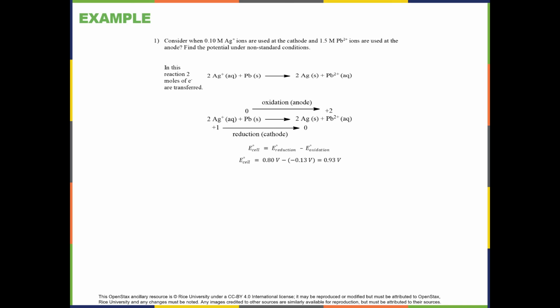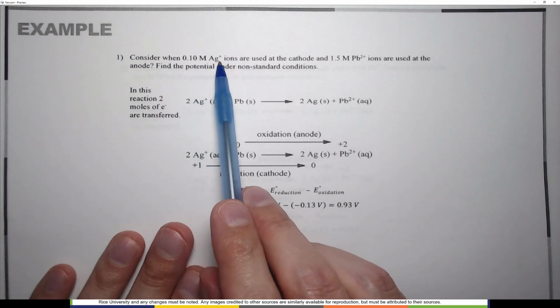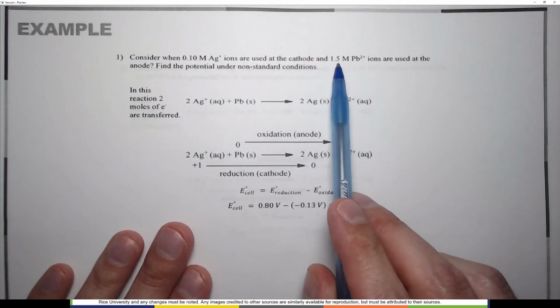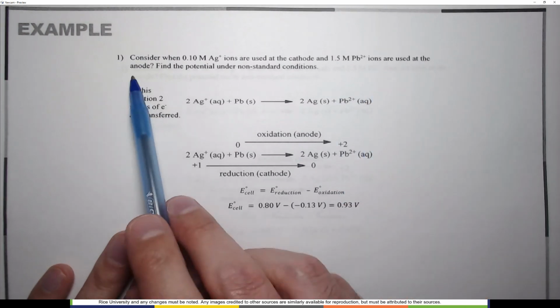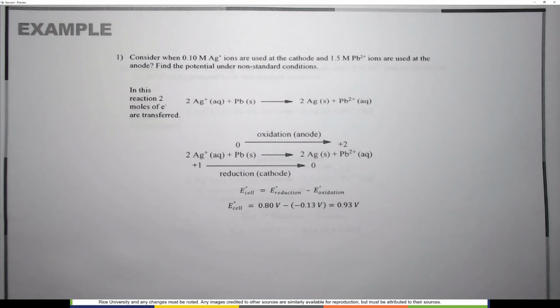Switching back over to the camera here, sorry it's taking me so long. It says, consider when 0.1 molar silver plus ions are used at the cathode and 1.5 molar Pb2+ ions are used at the anode. Find the potential under the non-standard conditions.